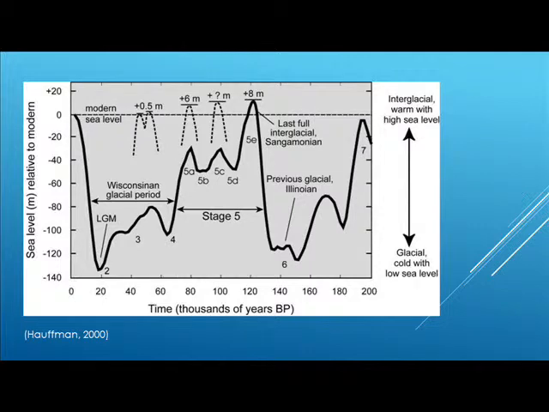Take a look at the curve on the graph obtained by analyzing oxygen isotopes in the ice. It represents the fluctuation in the sea level from 200 years ago to the present. Approximately 100,000 to 125,000 years ago, the sea level was approximately 8 meters higher than it is today. It was during the Sangamonian interglacial, the last time the North Pole's ice cap completely melted.